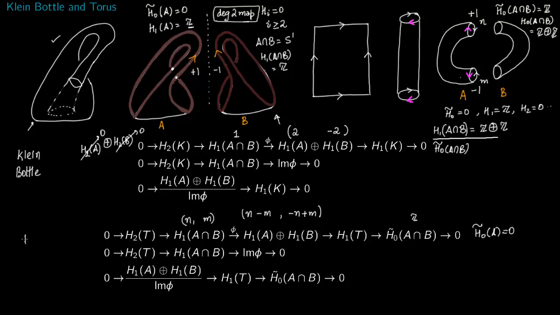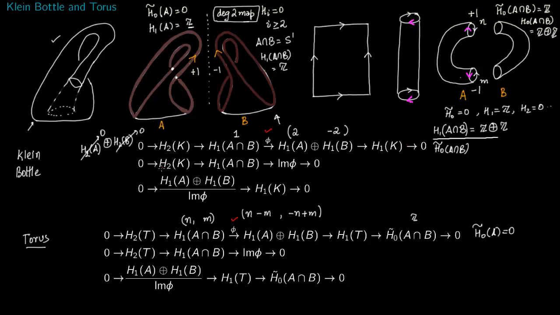Now the interesting map is phi. Let me mark this. Phi is right here. So now after this, we just use an algorithm. This is a long exact sequence. We want to break it at phi. Now instead of H2, H1, whatever, think of them as modules. If these are modules, then there is a simple result.